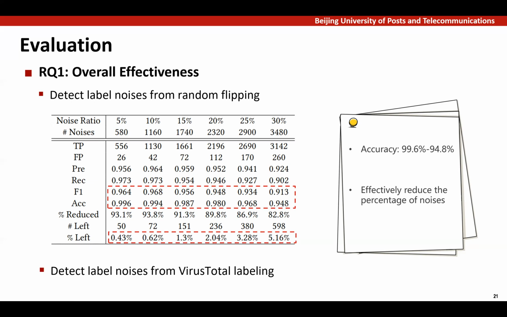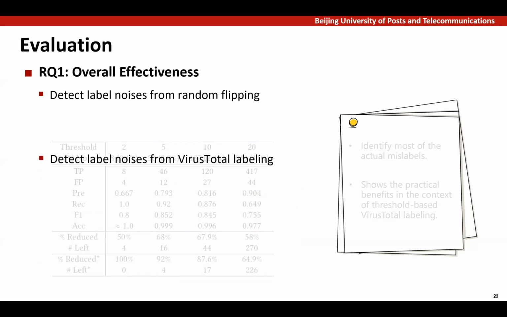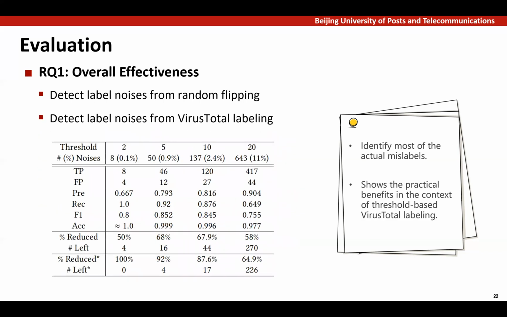To better understand the practical benefits of MalWhiteout in the context of VirusTotal, we also evaluate using the actual mislabels from VirusTotal. Assuming we set the threshold to 2, 5, 10, and 20 respectively, there are 8, 50, over 100, and over 600 mislabels generated. Taking them as noise, MalWhiteout can identify most of them. However, MalWhiteout also generates some false positives that can be introduced as new noises by flipping labels. Even with the introduction of new noises, MalWhiteout can reduce the noises by more than half.